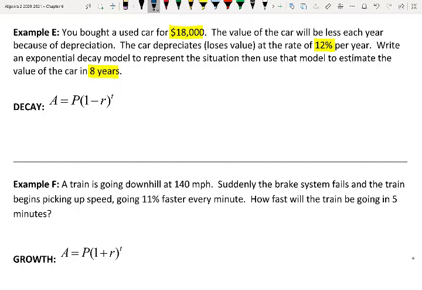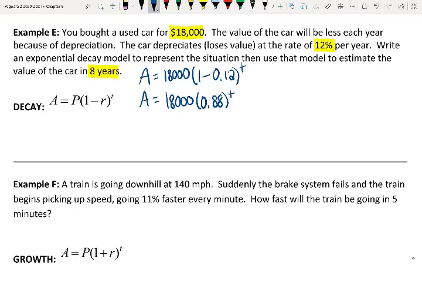So here they want us to first write the equation of the model. So A equals 18,000 times 1 minus 0.12 to the T power, which should be rewritten. We shouldn't leave it like that. 0.88 to the T power. That would be my first answer. That's the generic model.